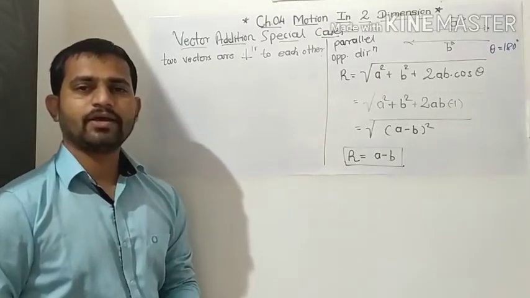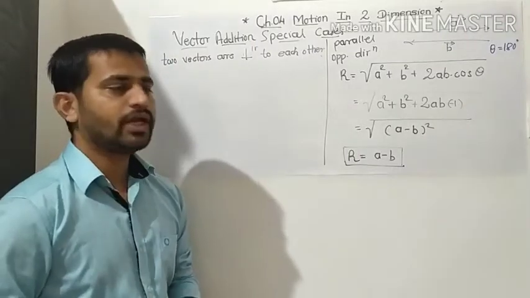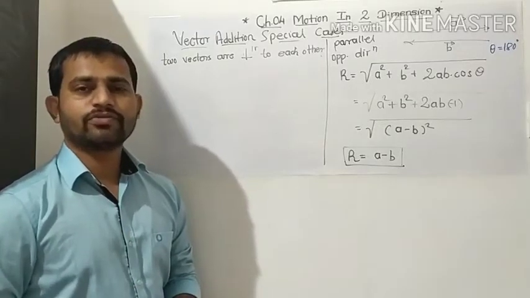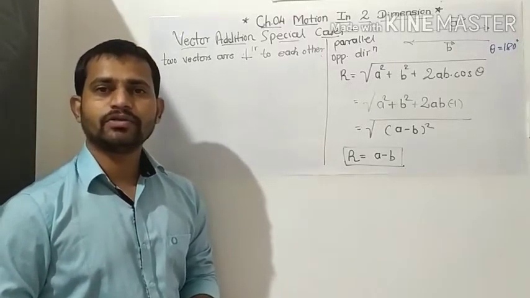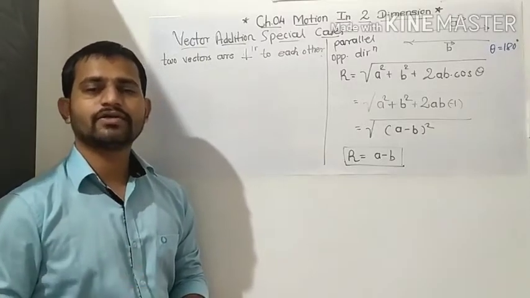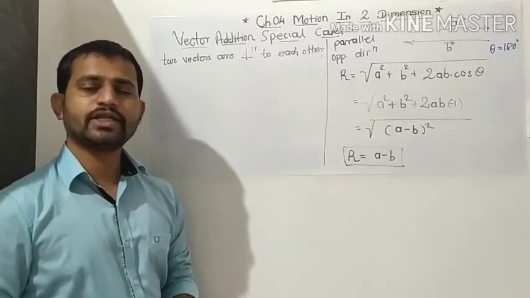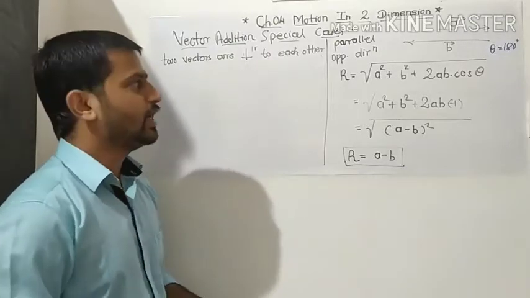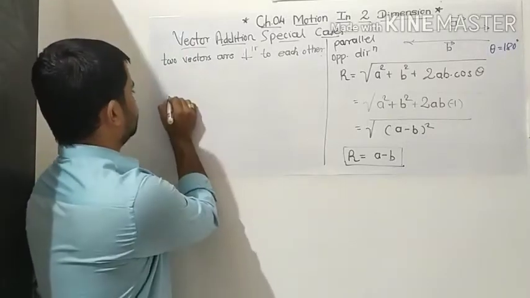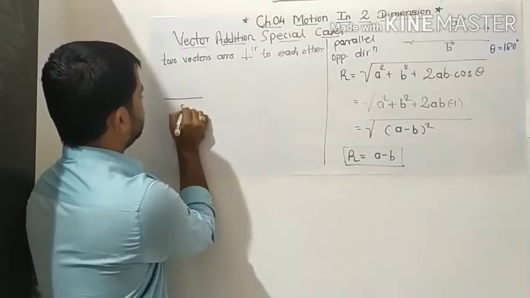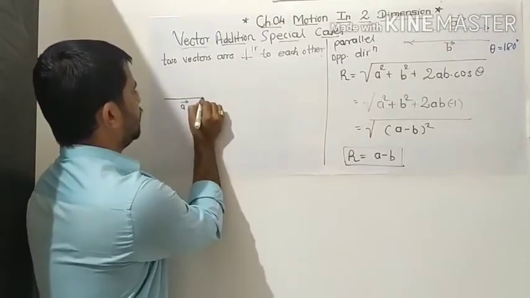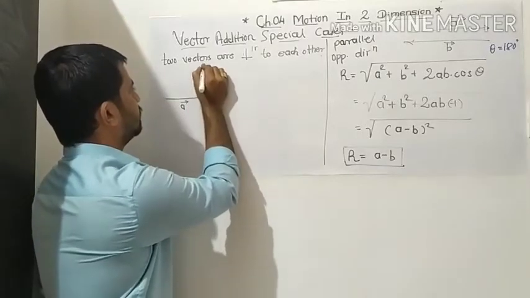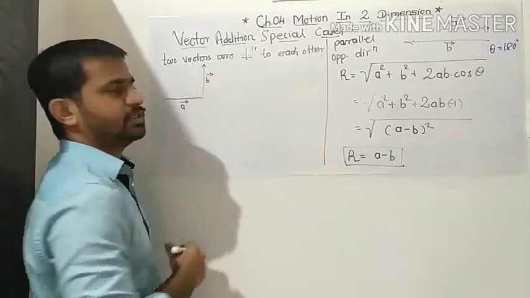We can apply the law of triangle. When we have to add two vectors, the starting point of the second vector will be the arrowhead of the first vector, and the resultant is obtained by joining the initial point of the first vector and the final point of the second vector. So if we show this, this is the vector A. Here is the arrowhead, this is the tail end. And this is the vector B.